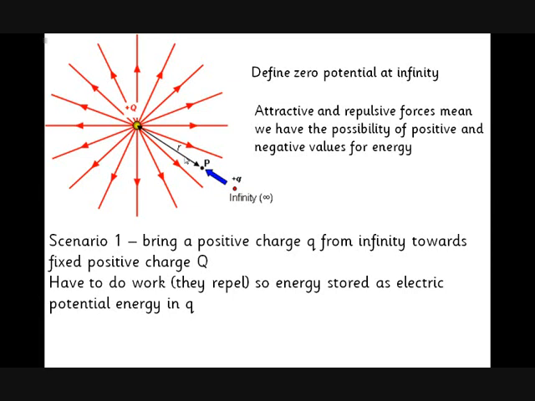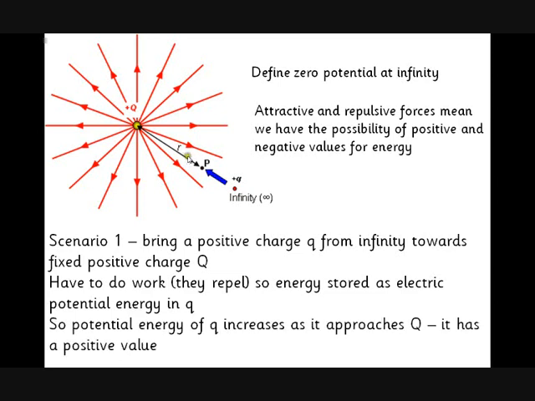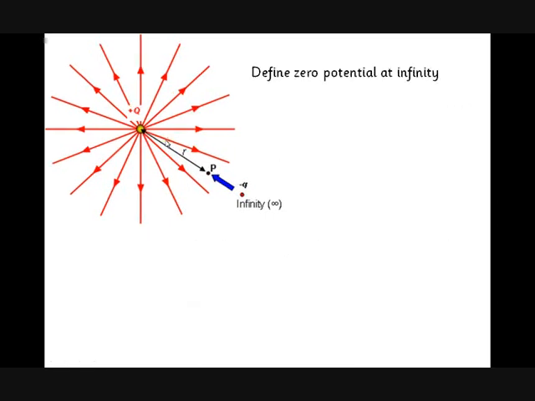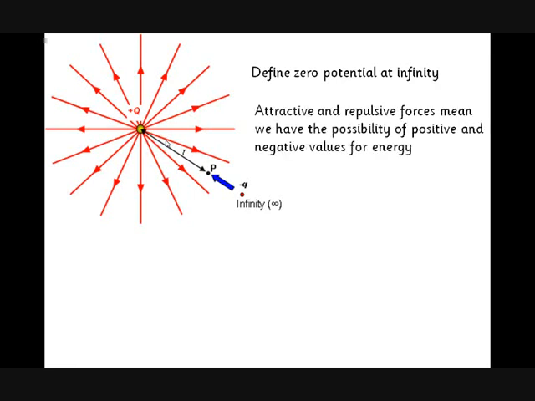So the energy, the work that we put in, is stored. Remember, we can't destroy energy. It's going to be transferred from one to another. So the work that we have to do on Q gets stored as electric potential energy in Q. So it's going to increase. It starts at 0 and it increases. So it's 0 here, and the closer we get to Q, it increases until we get to Q, where it hits its maximum value.